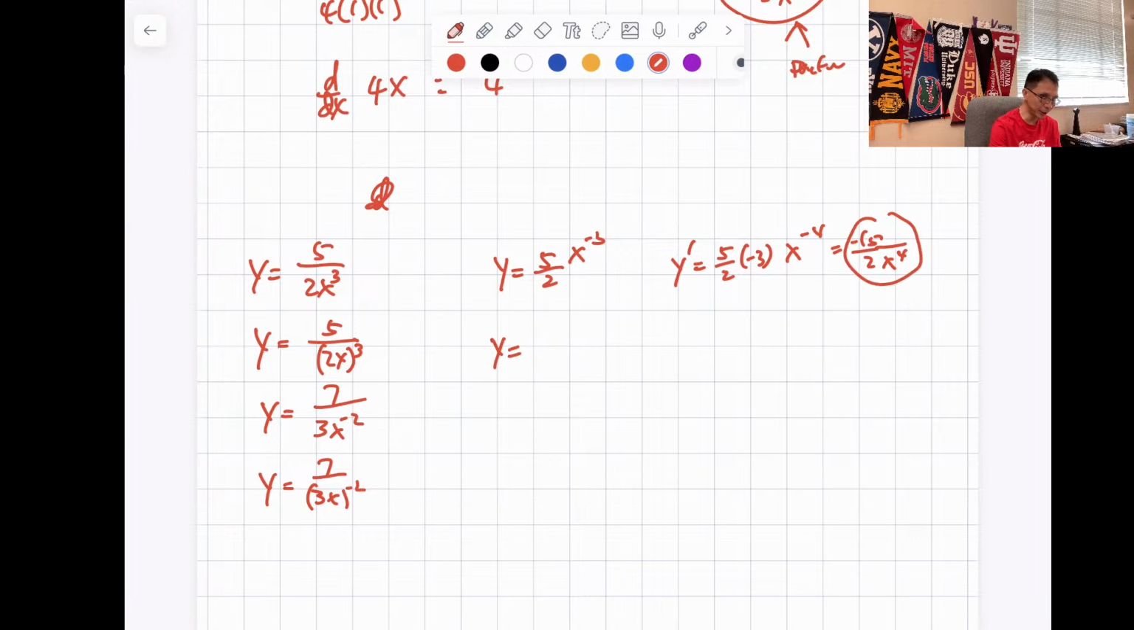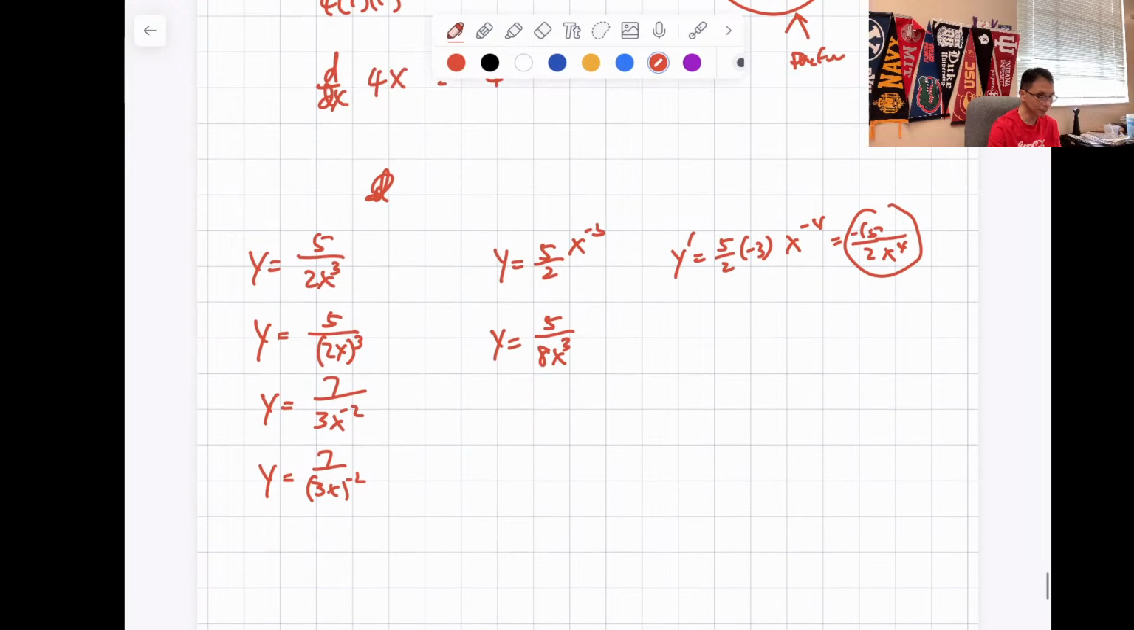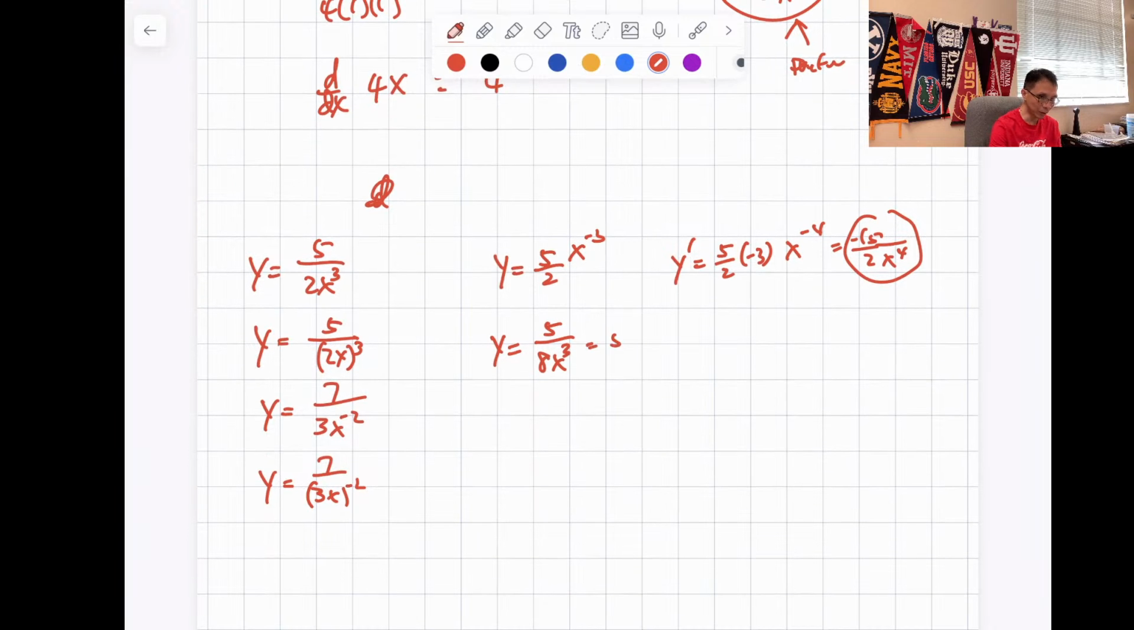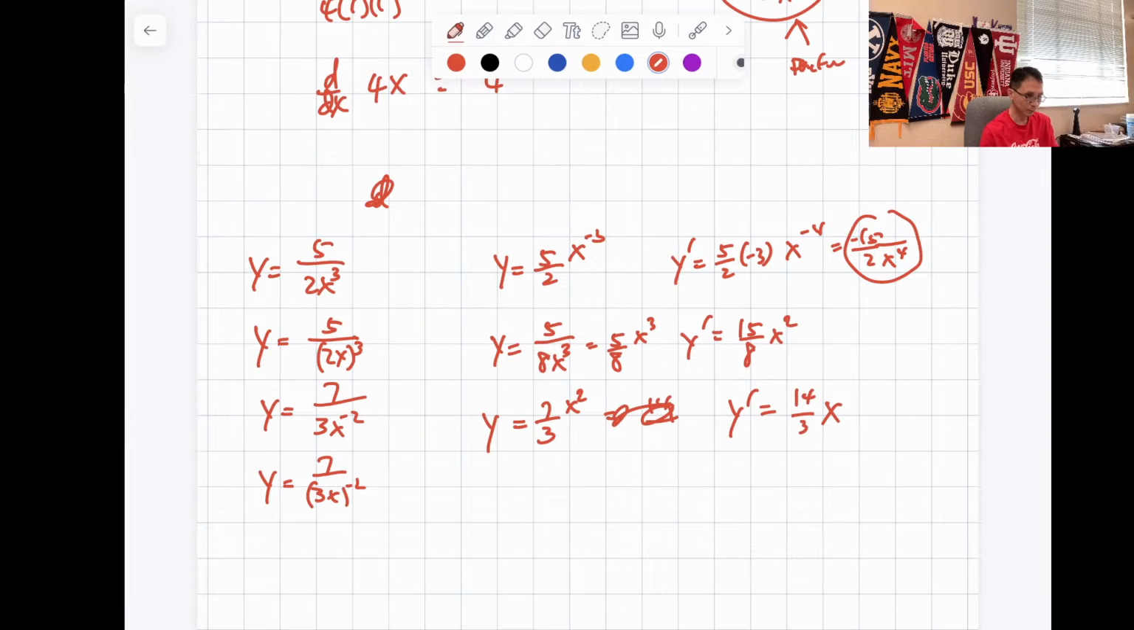So for here, I rewrite them, it's going to be ax to the 3. Now that's equal to 5 over 8x to the 3 here. Now that's going to give you y prime equal to 15 over 8 x squared. Again, this one is just algebra, so 7 over 3 x to the 2, and that's going to be 14 over 3x.